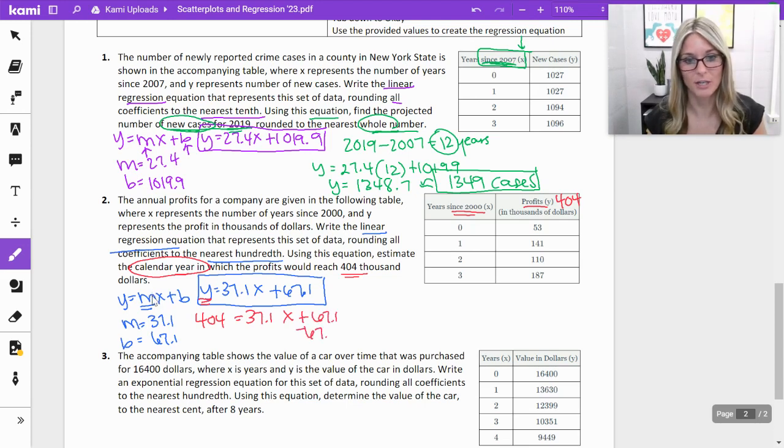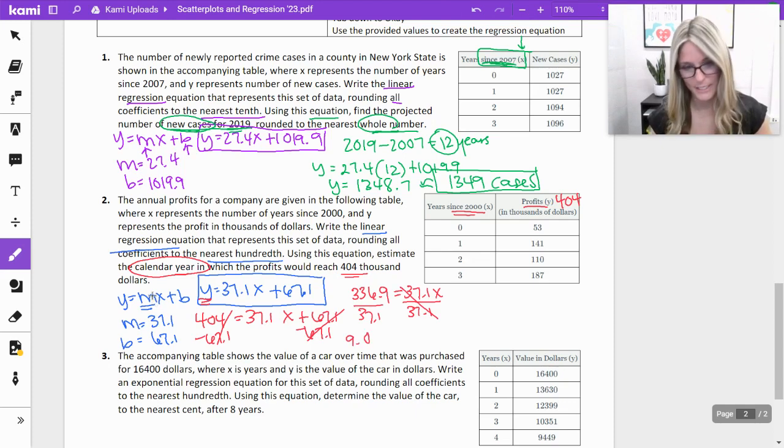Solving that, like subtracting 67.1 from both sides, we get 336.9 equals still the 37.1x, divide, gives us 9.081, just to have it already written down on my paper here.